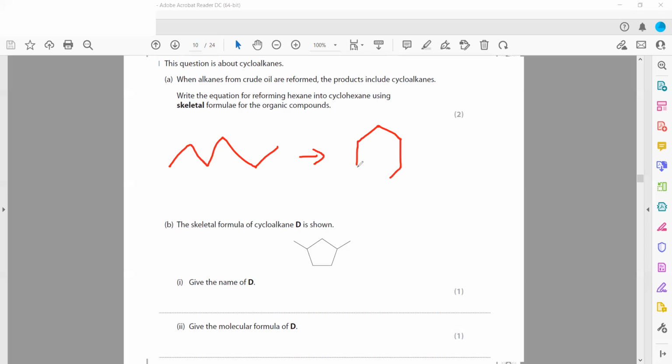Then 2 hydrogens must be removed from this. So we'll write H2, so that the 2 carbons can link with each other.